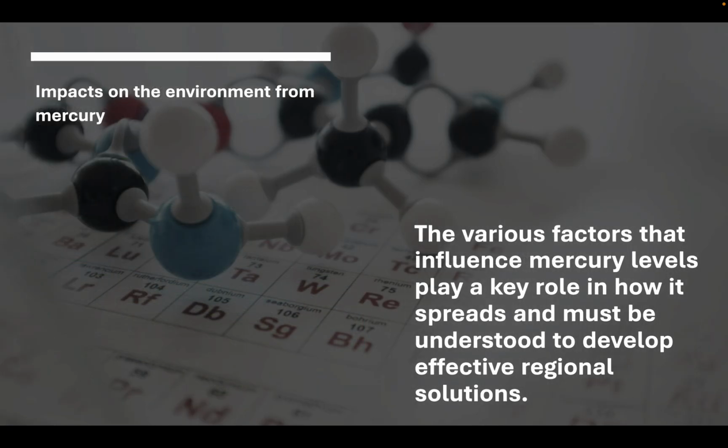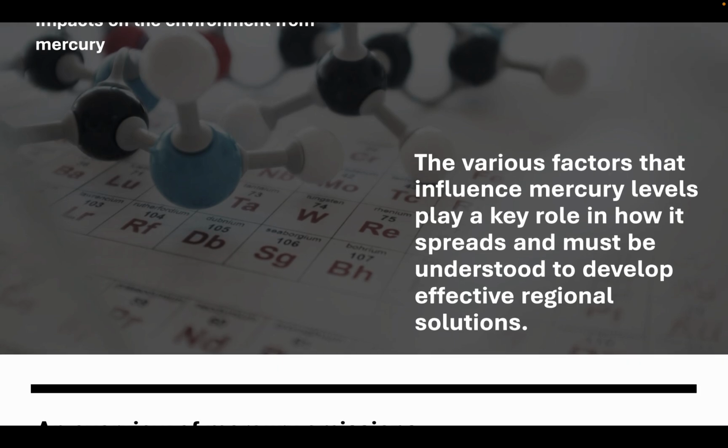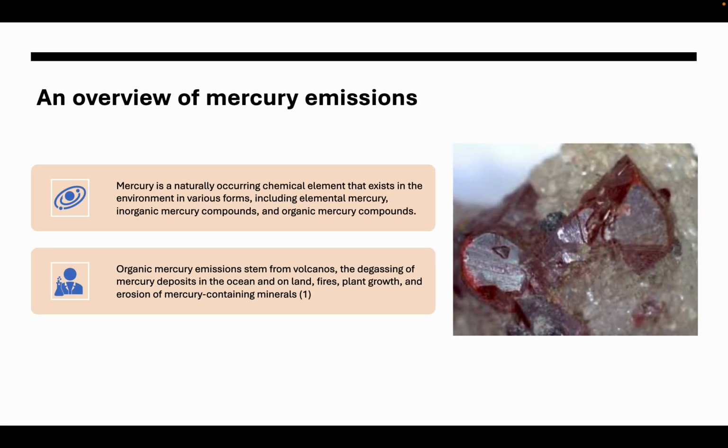So we're going to start out with the impacts in the environment, because there are many different factors, and each region around the world will require and need different things to effectively reduce the different levels of mercury in that region. So I just want to start out showing mercury and how it spreads and how it is in our environment.